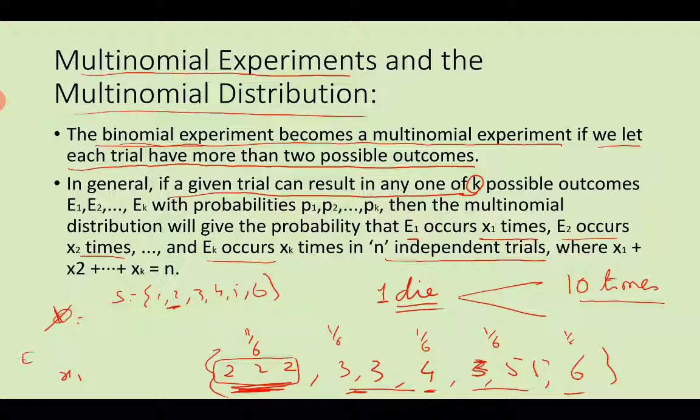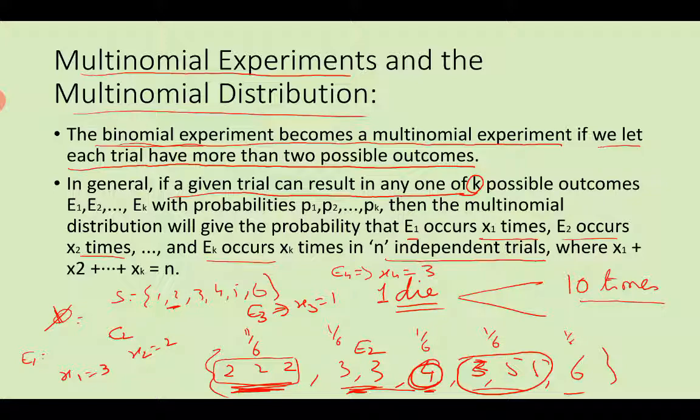Event 1 occurs x1 times, 3 times. Event 2 occurs x2 times, 2 times. Event 3 only 1 time, so x3 is 1. The fourth event E4 gives x4 is 3, isn't it? Finally x5 is 1. When you add x1, x2, x3, x4 and x5, you will get the total number n, 10 times.